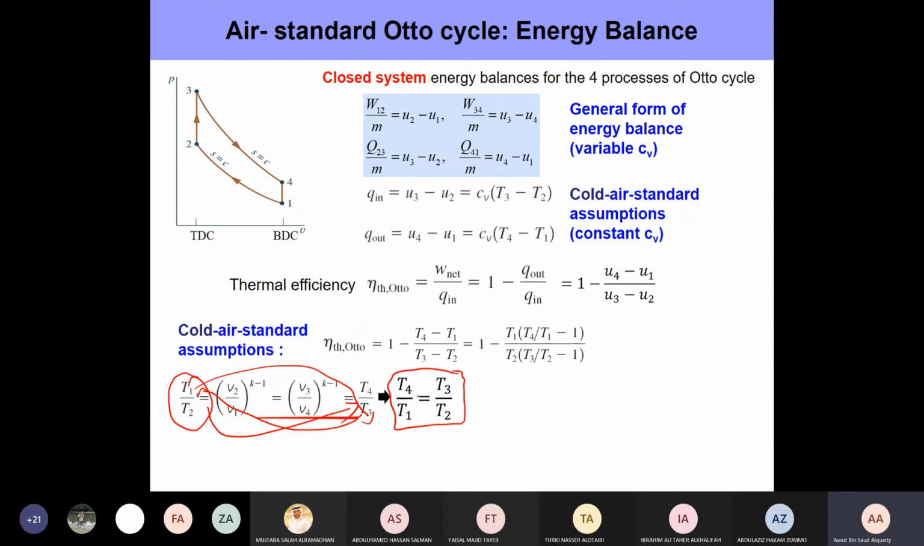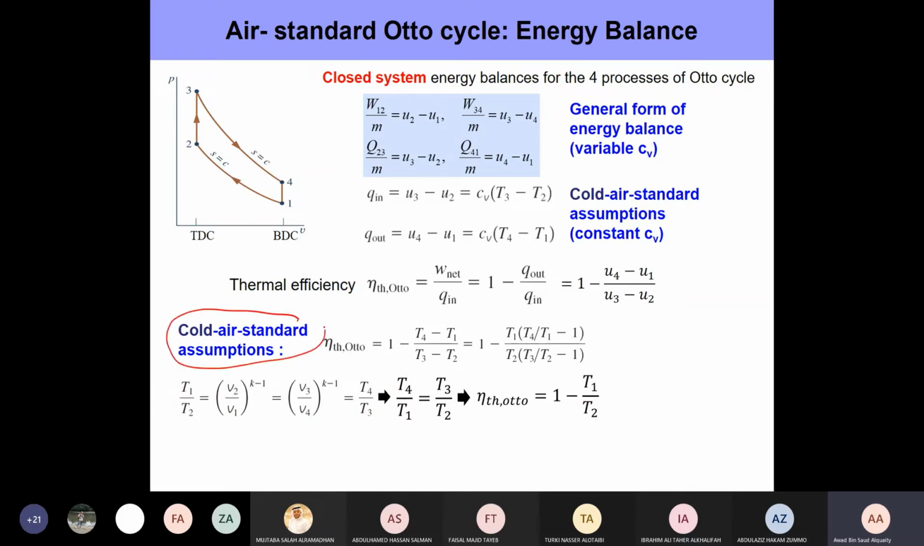And why did I bother to do this? Well, because if T4 by T1 is equal to T3 by T2, then these two terms get cancelled out. Those are exactly the same expressions. And the efficiency formula becomes very simple under the cold air standard assumptions. It's simply 1 minus T1 by T2: the temperature at the beginning of the compression process divided by the temperature at the end of the compression process. It's simply a ratio of these two temperatures. So if you know these two temperatures, you can find out the thermal efficiency of an Otto cycle, provided you are considering cold air standard assumptions. So this is the beauty of it. This is why we bother doing an analysis of an ideal cycle.